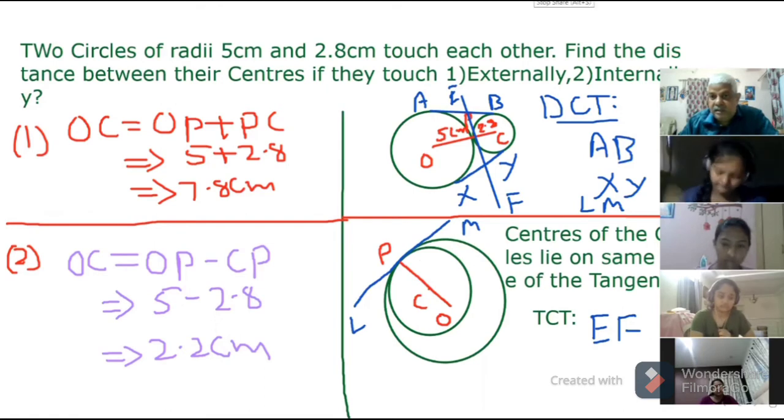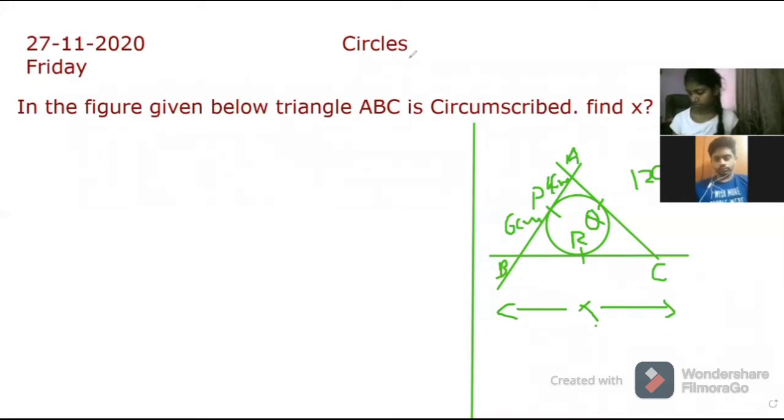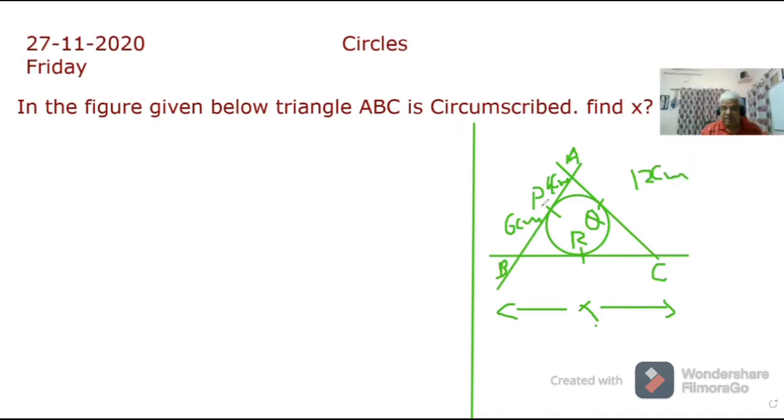Okay, children, have you understood? Now, from the lesson circles tangent properties, observe the problem given here. In the given figure below, triangle ABC is circumscribed. I have to find the value of x. The diagram is here. AP measures 4 centimeters, PB is 6, and they have given AC as 12. You have to find the value of BC.